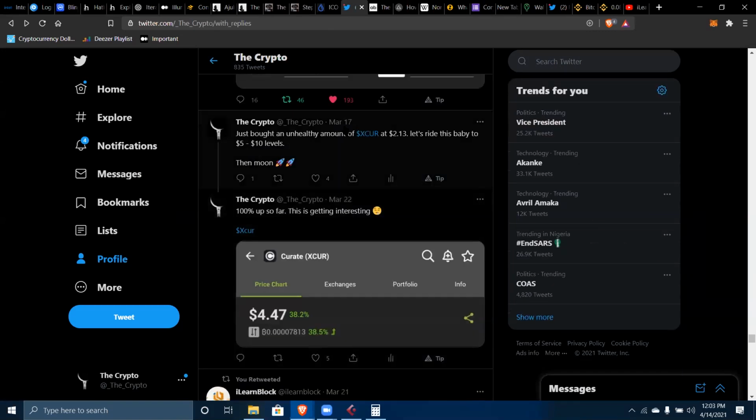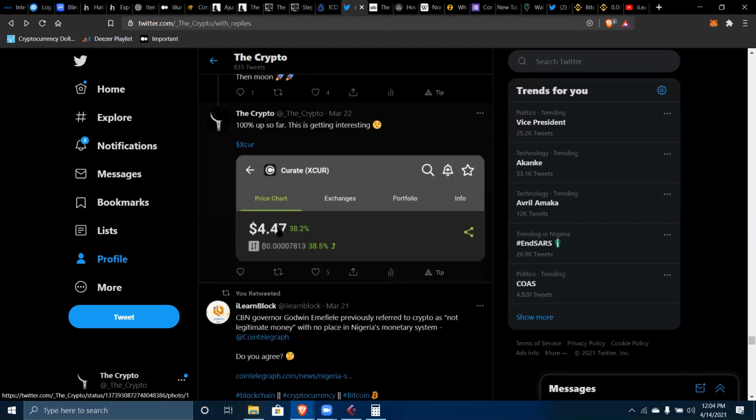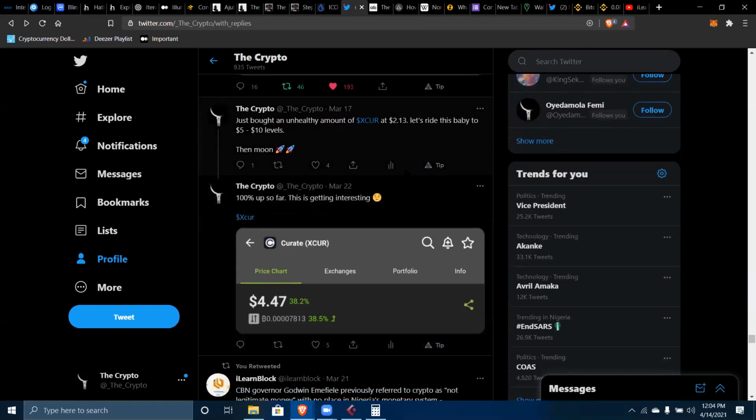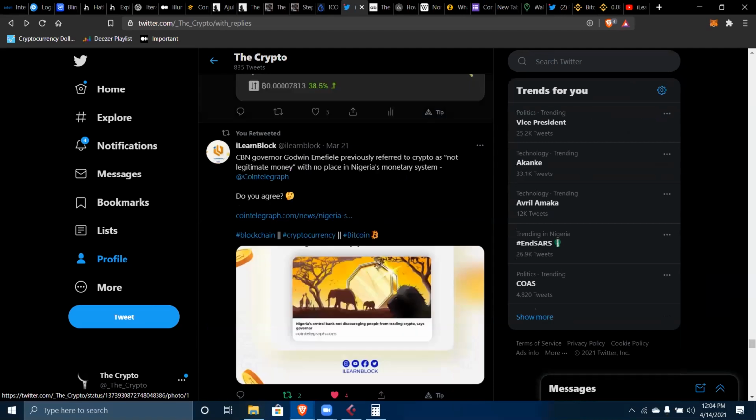So that was March 17th. I was like, I just bought an unhealthy amount of Xcore at $2.13. Let's ride this baby to $5 and $10 levels, which it has passed. It got to $5. It has gotten to $10. It got as high as $11 yesterday and fell small. And a few days later, it got to 4.4, which was 100% up, and we still held. I was still holding. So that was for Xcore, and I still called another one.